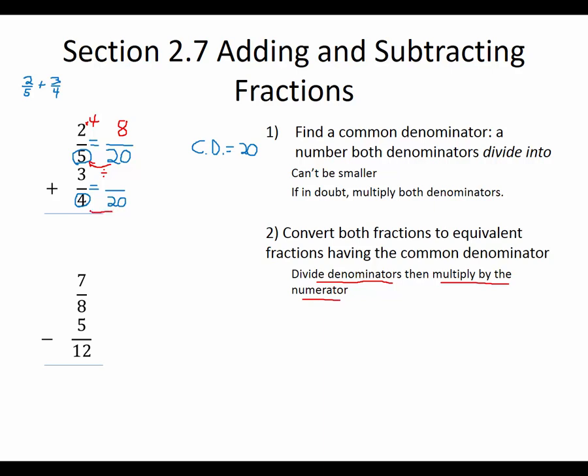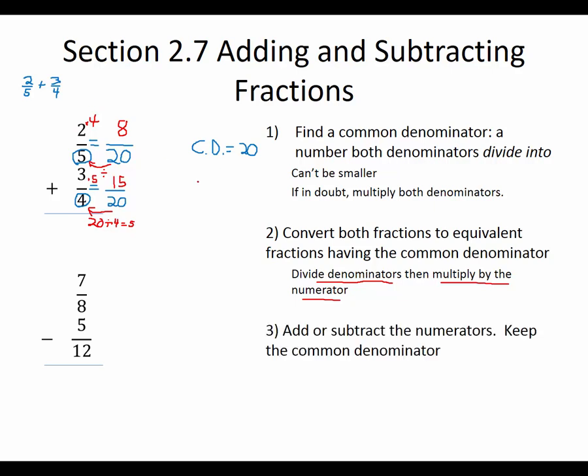Let's try it out on the bottom here. I'm dividing backwards, so this is really 20 divided by 4, and that gives me a 5, which means I can multiply 3 by 5 and get a numerator of 15. 3/4 is equal to 15/20, and if you were to reduce 15/20 to lowest terms, you'd get 3/4 back. Similarly, 2/5 is equal to 8/20.